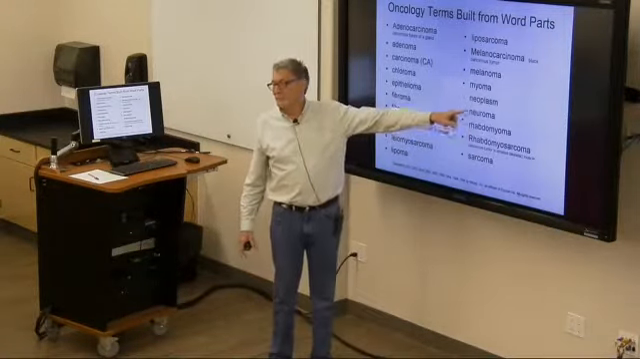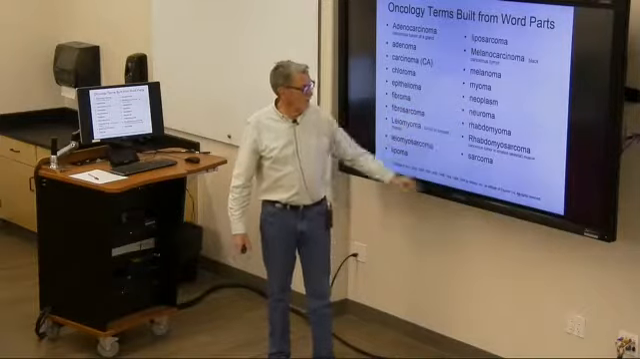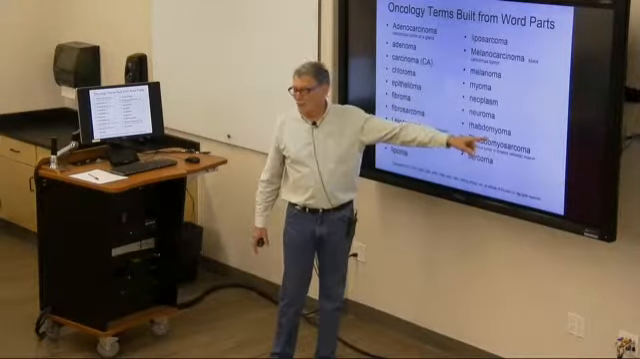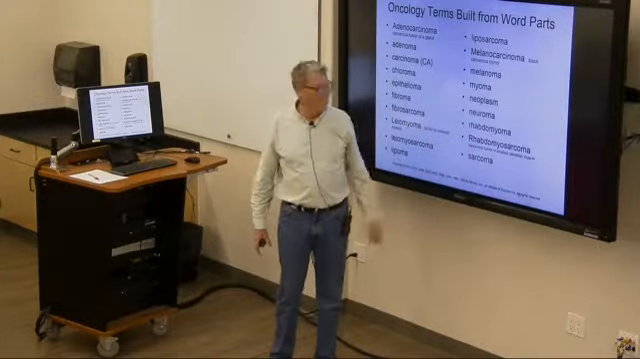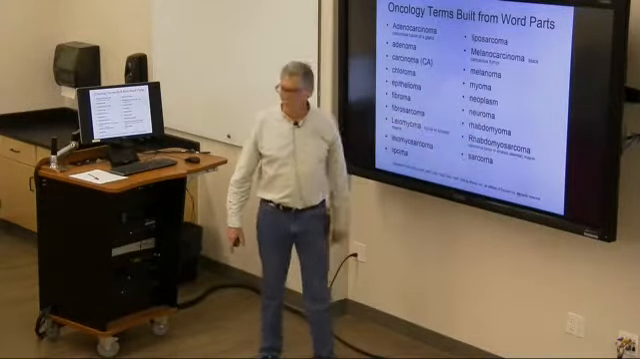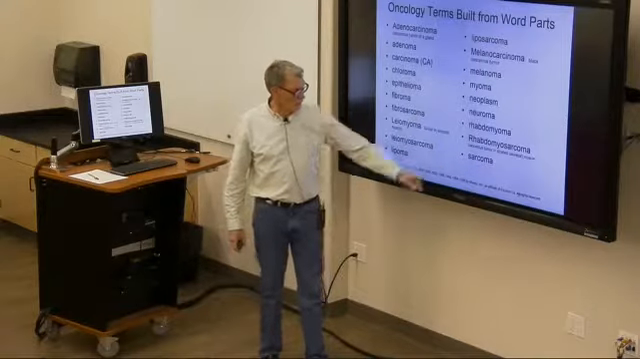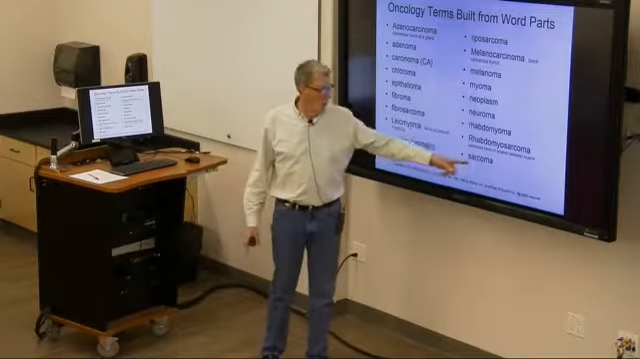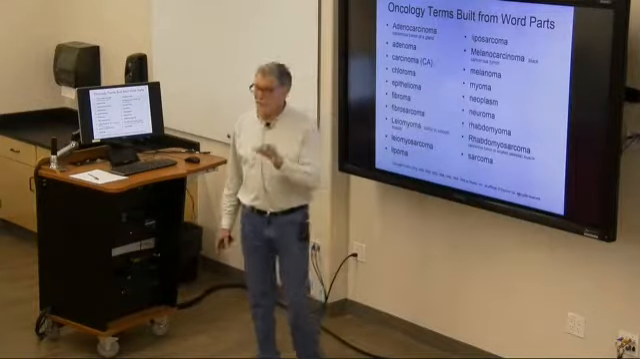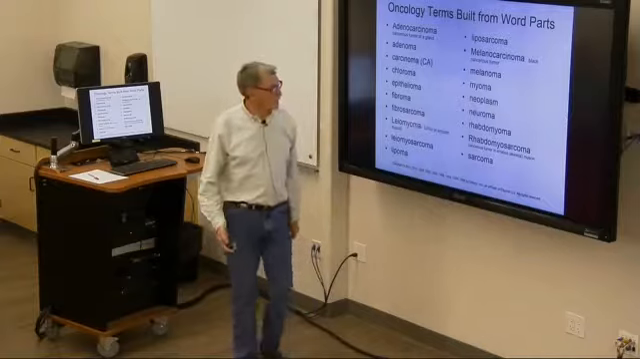Neuroma, nerve tumor. Rhabdomyoma, remember rhabdo? Striated, rod-like, skeletal muscle tumor, skeletal, cancerous tumor. And sarcoma just means a cancerous tumor, and it's usually connective and muscle tissues.